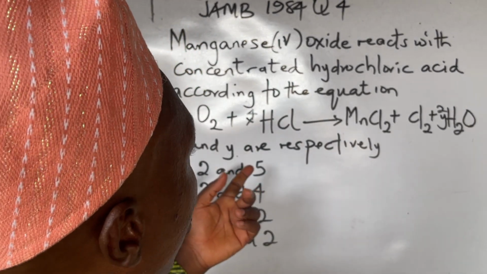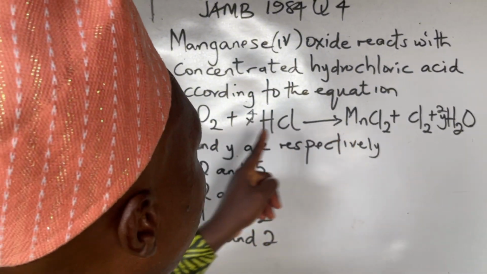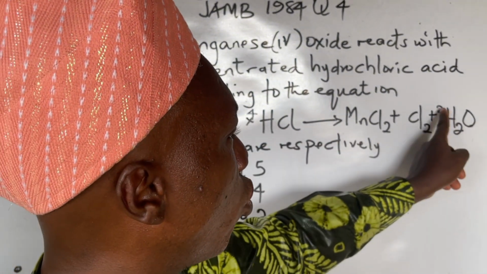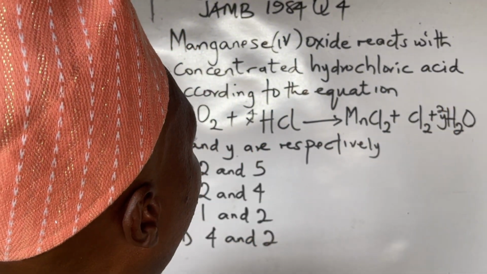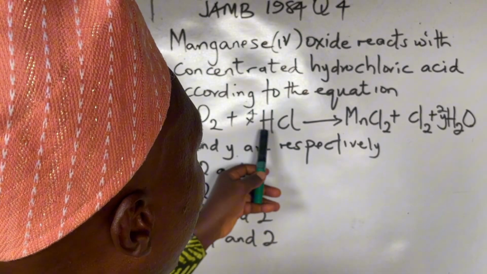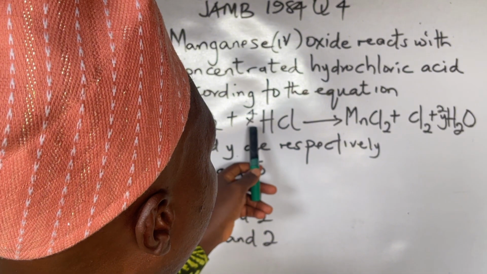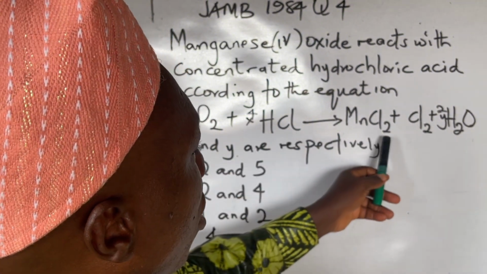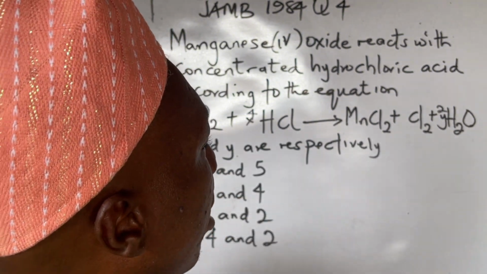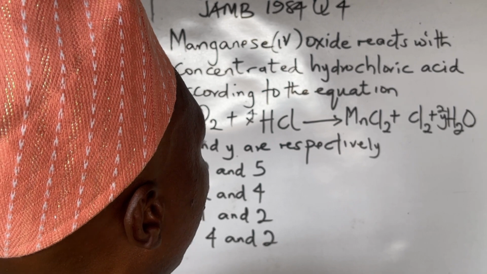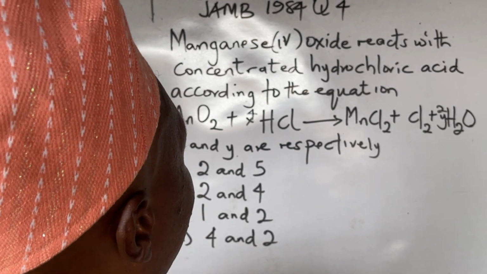So let's look at the equation again. Manganese, oxygen is 2, oxygen is 2. 4 moles of hydrogen. Hydrogen is 2 times 2 here, 4. Chlorine is 4 moles of chlorine. Chlorine is 2 and 2 here. And that is balanced.